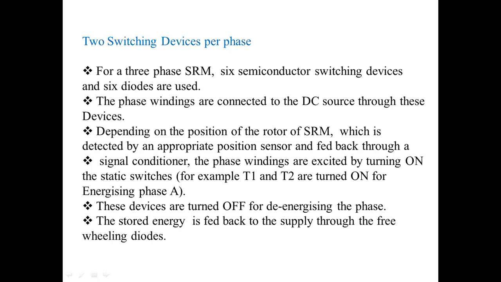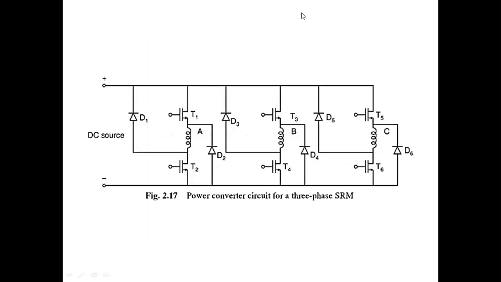This is the operation. To show it, observe the diagram: the power converter circuit for a three-phase switched reluctance motor. Here, if you consider three phases, this is the A phase, B phase, C phase of the stator of a switched reluctance motor. The stator consists of three phases, that is three pairs of poles or six poles, a six stator pole switched reluctance motor.